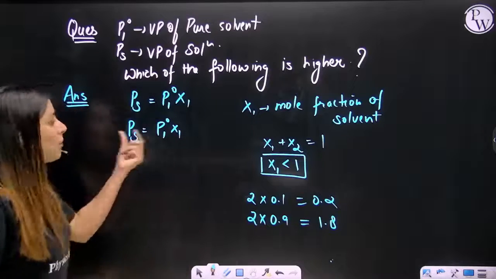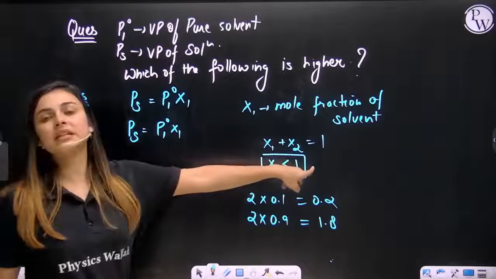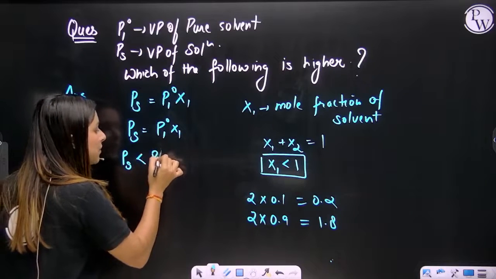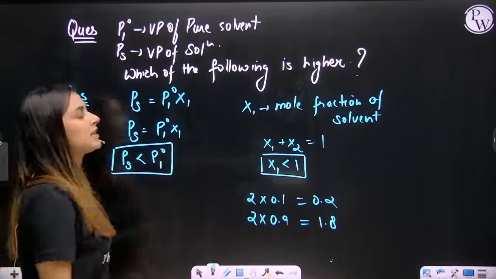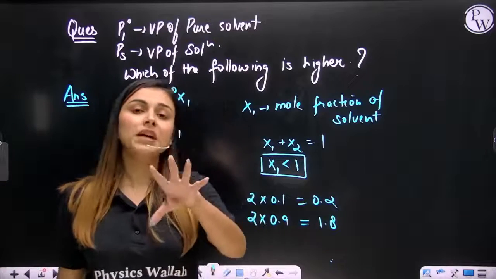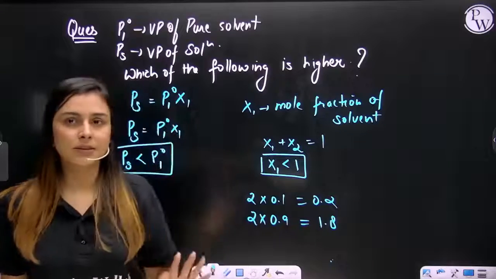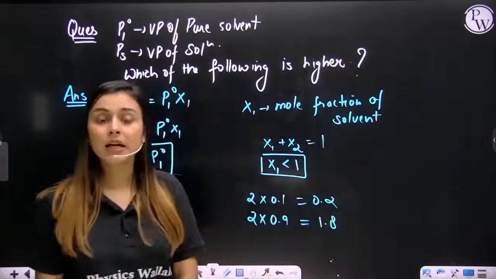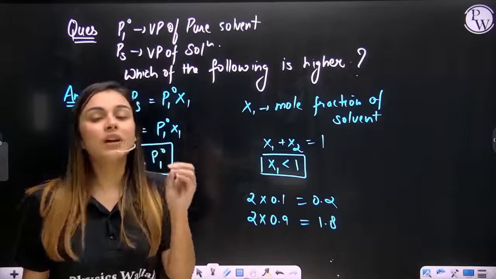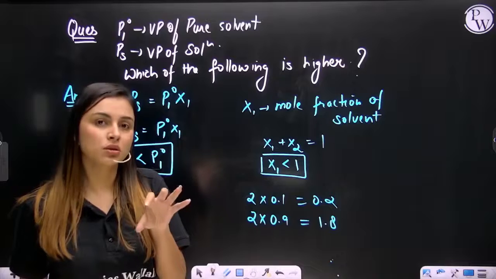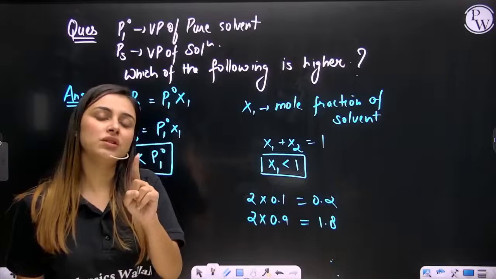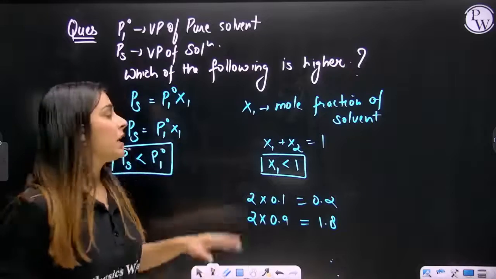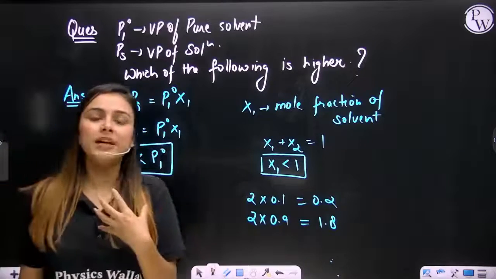Yes. So from here I can say that since X1 is less than 1, always and always PS will be less than P1 naught. PS will always and always be less than P1 naught, right? Yes. So from here I can say that always and always, whenever you add a non-volatile solute into a solvent, the vapor pressure of the solution will be less than the pure vapor pressure of that particular solvent. Okay, this was how we explained mathematically.